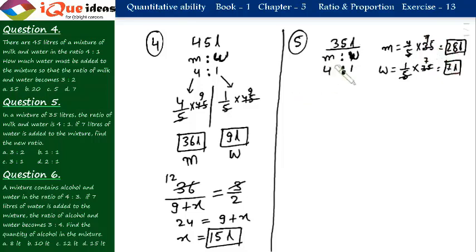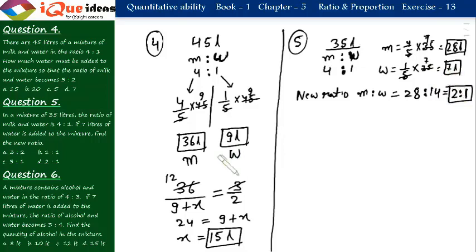Right. Now the question is saying 7 liter water is added. Find the new ratio. So the new ratio of milk to water will be: milk will remain the same as the original quantity, that is 28, but the water will become 14 liters, since 7 liters was the original quantity and we are adding 7 liters. So 28:14. Now if we cancel by 14, it is 2:1, the final ratio.